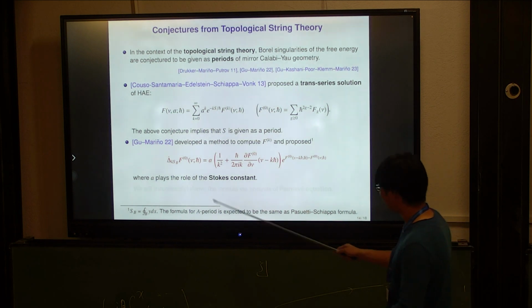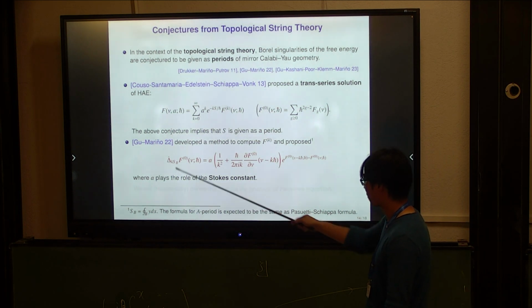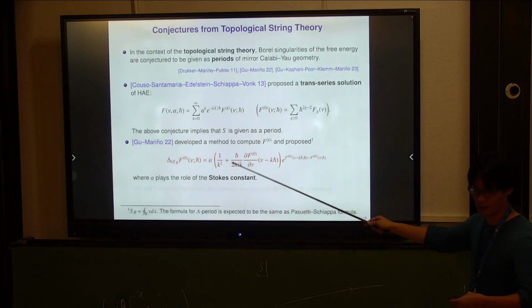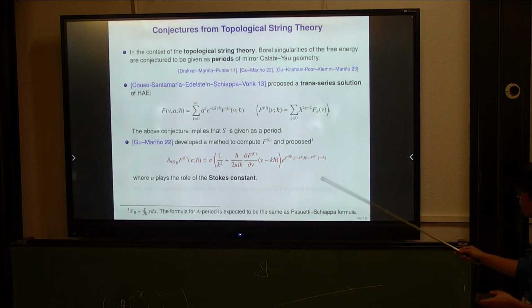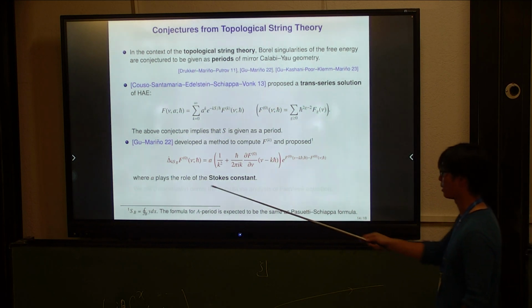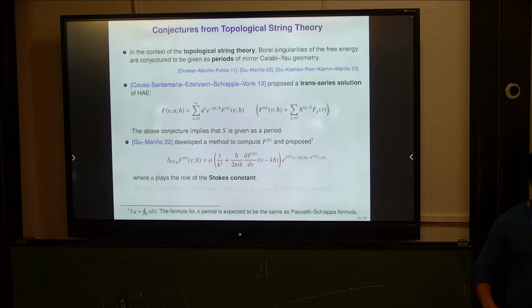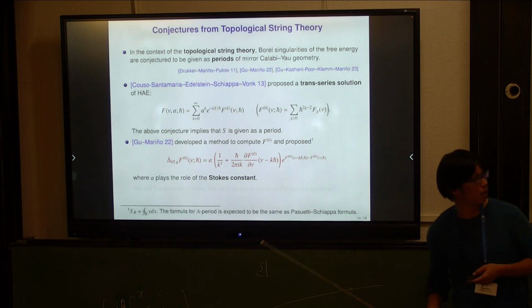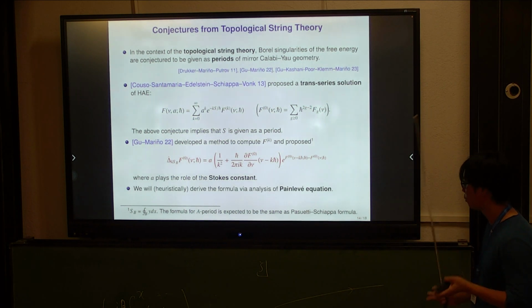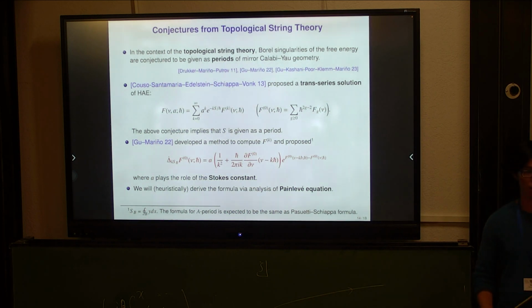If we look at the A-cycle Borel singularity, or the alien derivative attached to that, the formula should be the same as Schiappa's formula. These are the proposals of Gu and Marino, which came from the holomorphic anomaly analysis. My next goal is to heuristically derive the same formula by analysis of the Painlevé equation, using the relation between Painlevé and topological recursion and isomonodromy, and also using exact WKB philosophy.